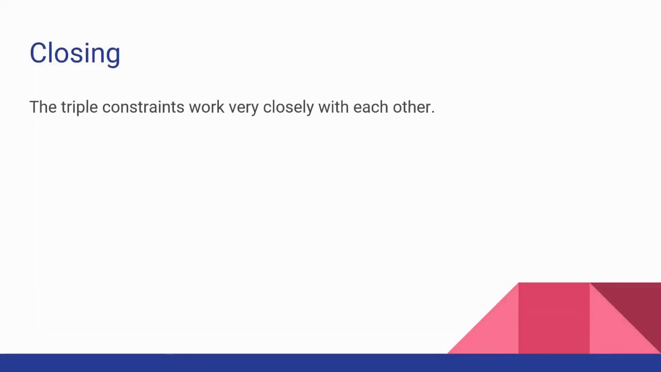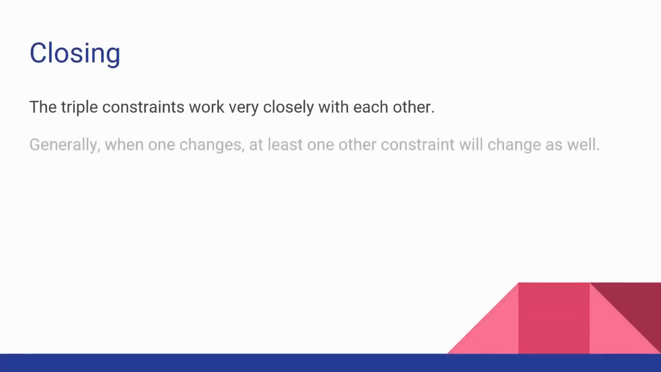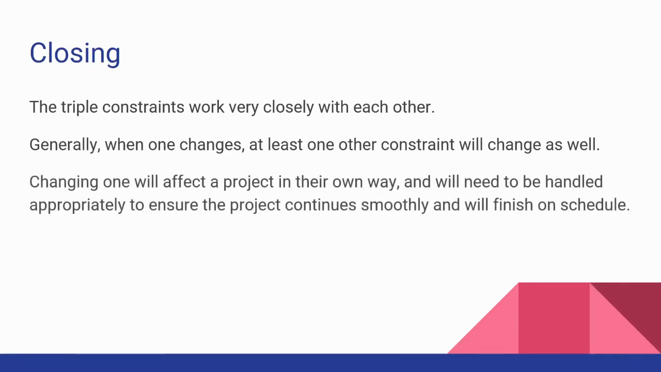The triple constraints work very closely with each other. Generally, when one changes, at least one of the other constraints will change as well. Changing one of them will affect a project in its own ways, and will need to be handled appropriately to ensure the project continues smoothly and will finish on schedule.